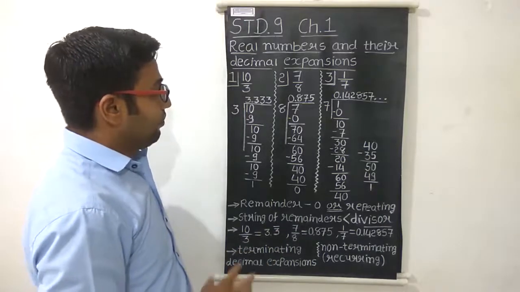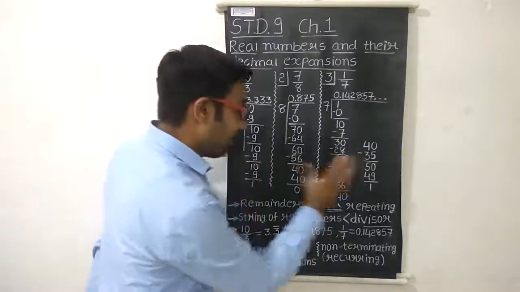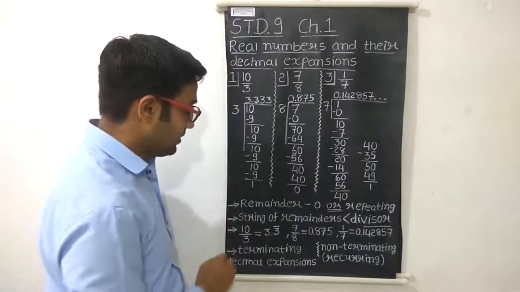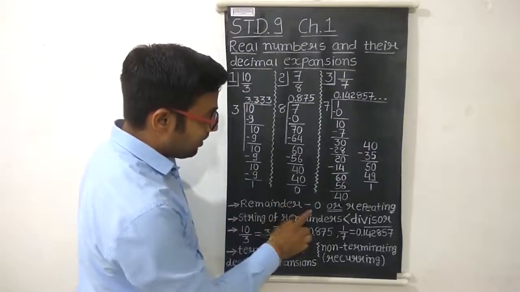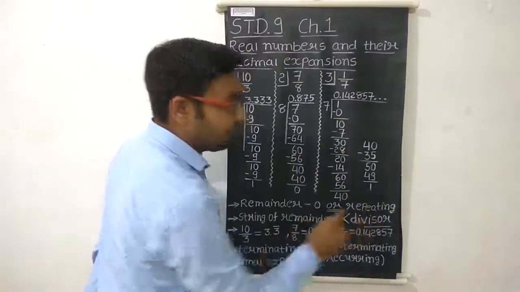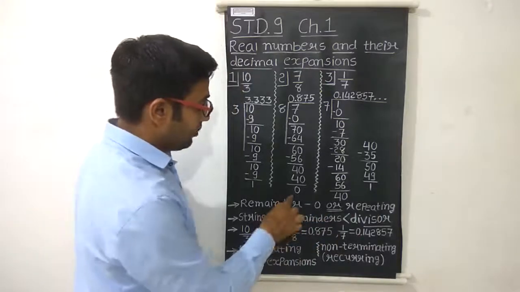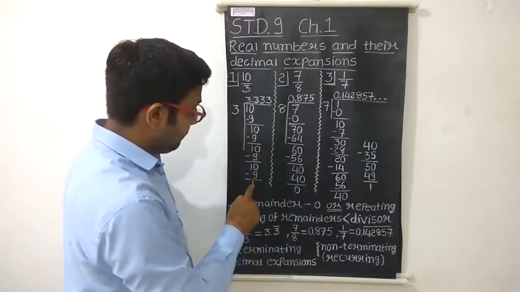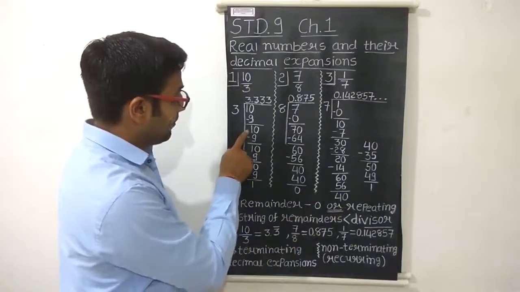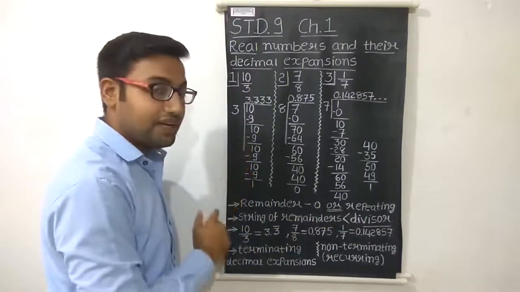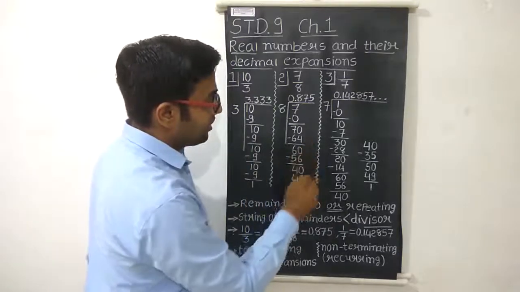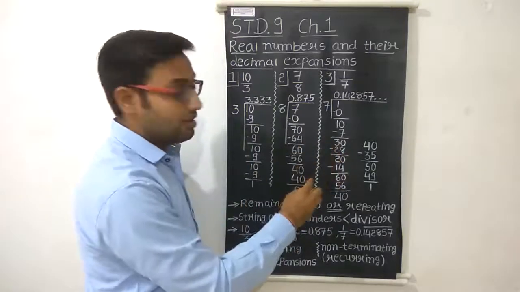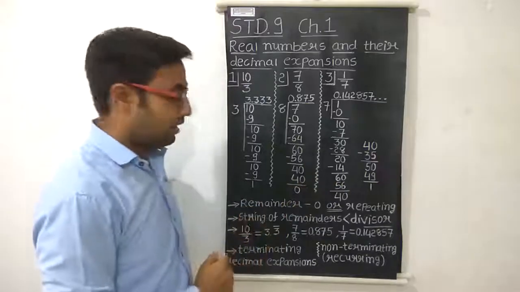So what we can notice from these three examples: first, the remainder either becomes 0 or repeats, right? Here you can see that the remainder becomes 0 or it repeats itself, like here 1 as a remainder repeating itself, and here the block of remainders repeating itself, right?